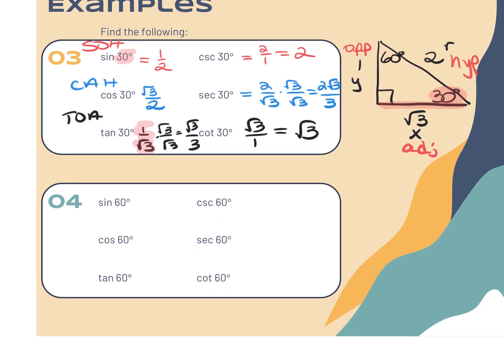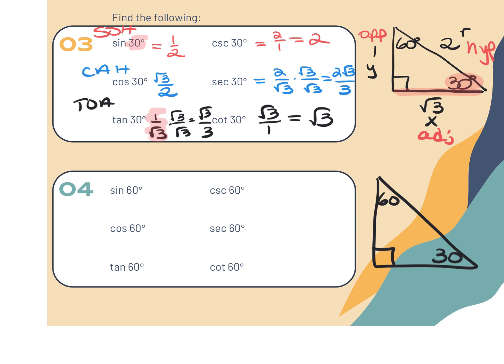Okay, so I'm going to redraw the triangle. I'm going to put in my 30, 60, 90. And again, it doesn't matter if you put the 30 up at the top. What's important is that the side across from the 30 is 1. The side across from the 60 is the square root 3. And then the side across from the 90 is 2. Now what I need to do is label my sides in relation to the 60. So now the square root of 3 is now opposite. 2 is the hypotenuse still. And then this is my adjacent in relation to the 60. So now let's fill it in.